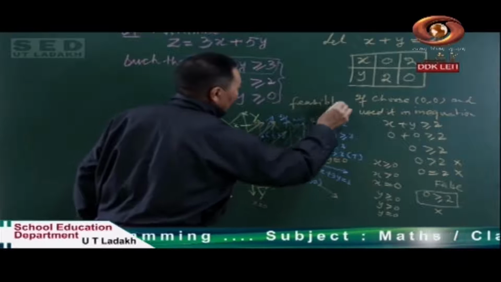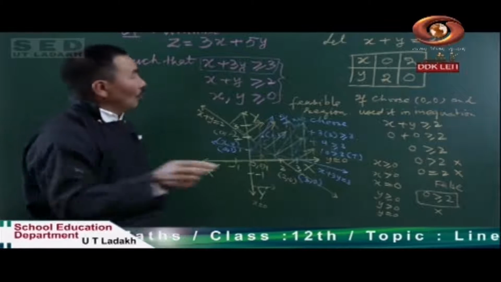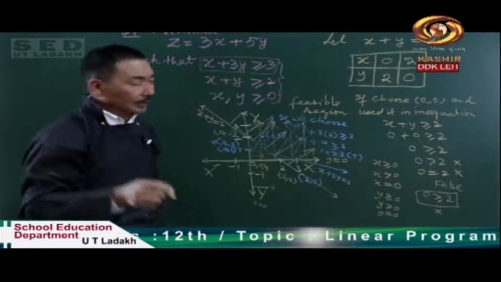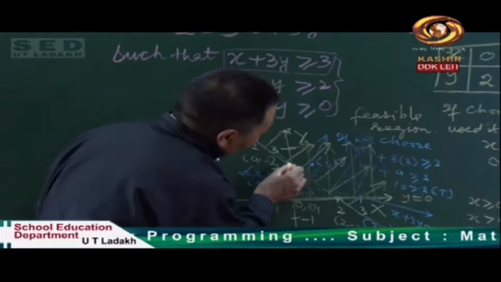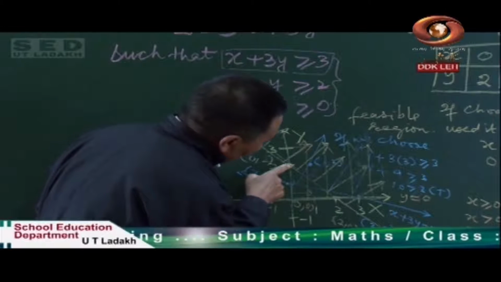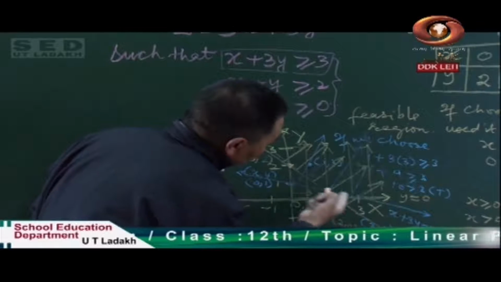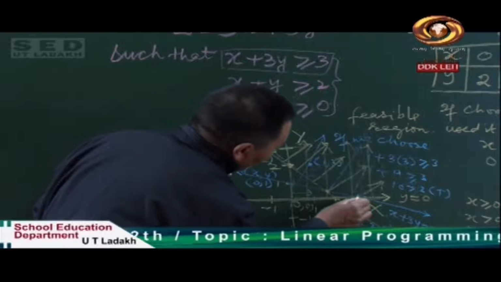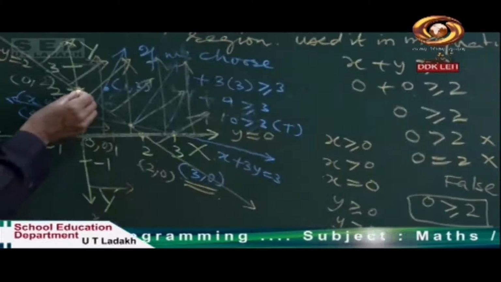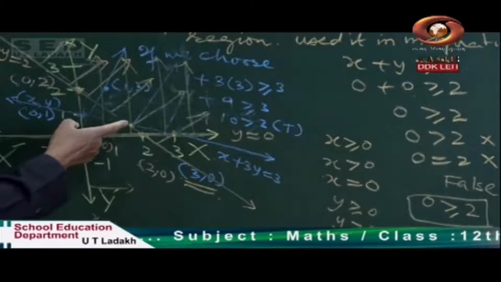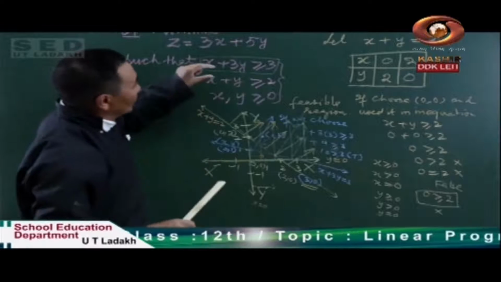Feasible region is nothing but the common shaded region of all these constraints. So it will be like this. We have to find the corner points, one over here, another here, where these two lines are intersecting. One point is 3, 0, another point is 0, 2, and the third one we have to find with the help of solving these two equations.